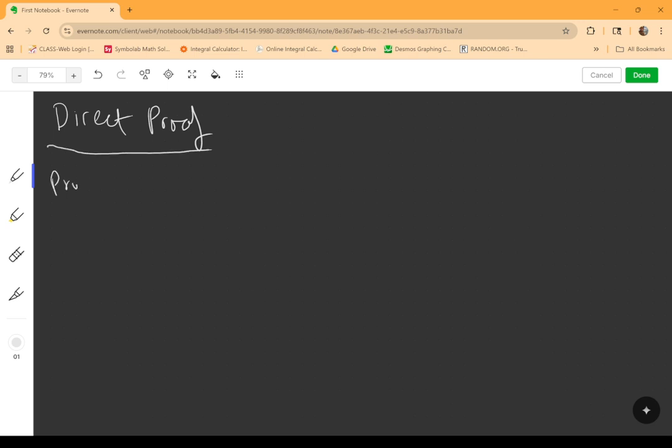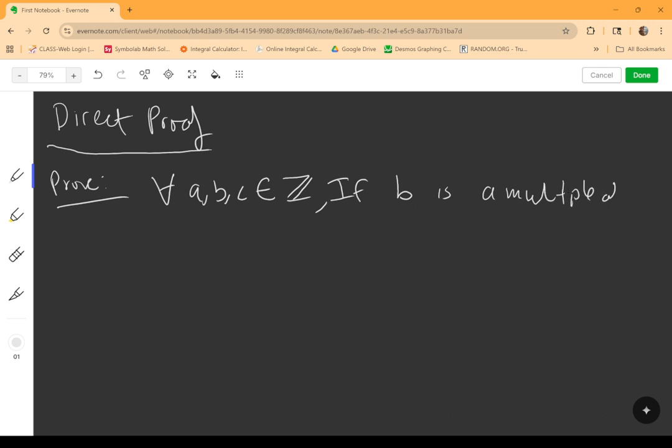So I want to prove the following. For all A, B, C elements of Z, if B is a multiple of A, and, excuse me, and C is a multiple of B, then C is a multiple of A.